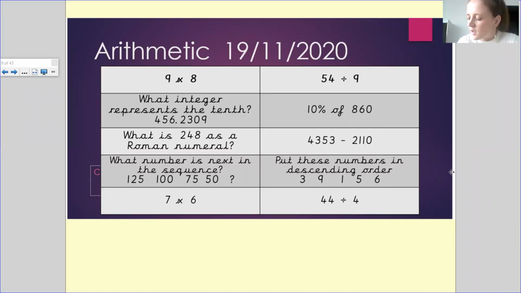The second question might be a little bit difficult, and don't panic about it when you read it, but it says, what integer represents the 10th? So an integer is a whole number. So what number represents the 10th? So I want you to think about a whole number can be a negative number or a positive number, but what integer, what number is representing the 10th column?